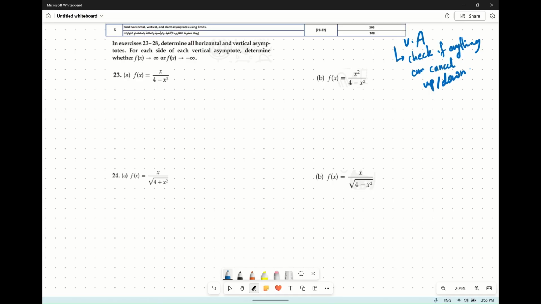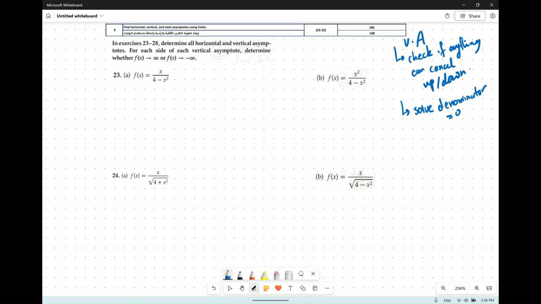Why? Because whatever cancels is called a removable discontinuity. We were able to remove it. After the cancellation is done, all you need to do is solve the denominator equal to 0. The values that will make the denominator equal to 0 after the cancellation are where you have a vertical asymptote.